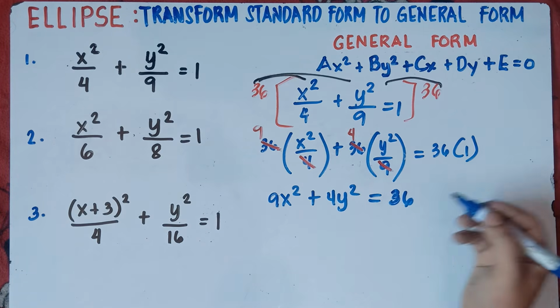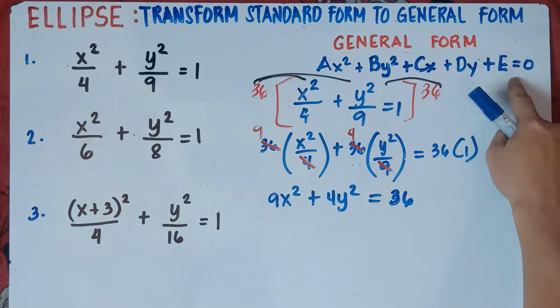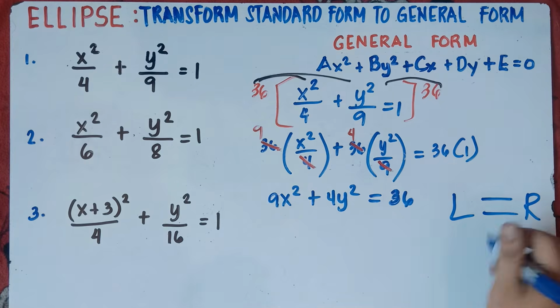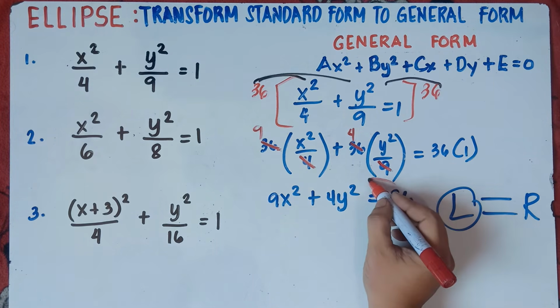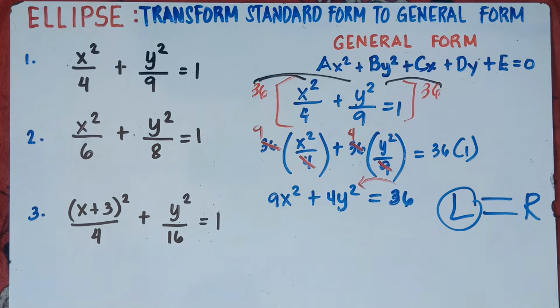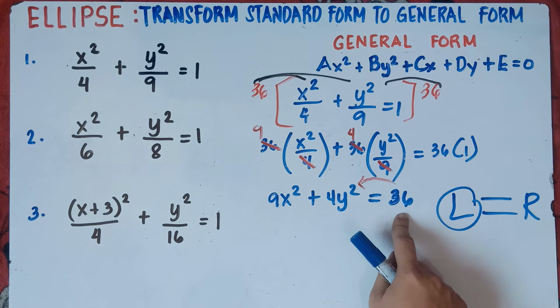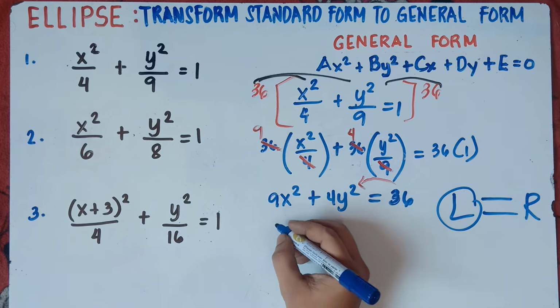Now, once again, in our general form, class, all of the terms will be on the left of this equal sign. This is our equal sign. This is left, this is right. All of the terms will be on the left side. So we transpose this 36 from right to left. Once you transfer a term across the equal sign, you always change the sign, class. So this positive 36 will be negative 36.